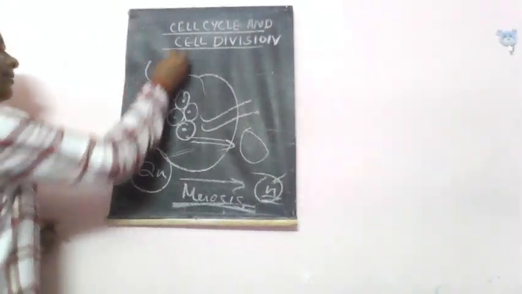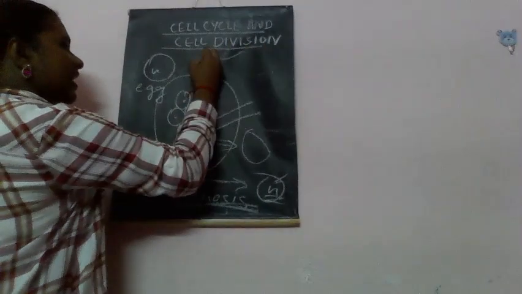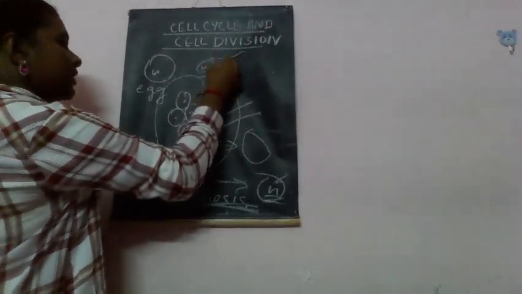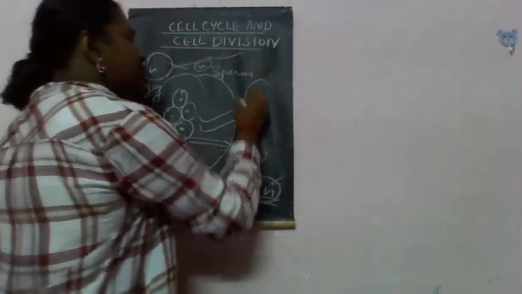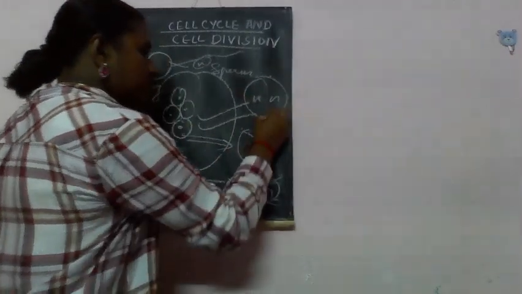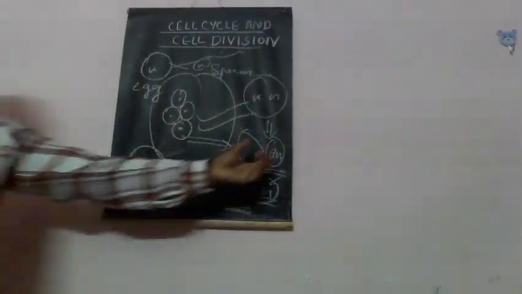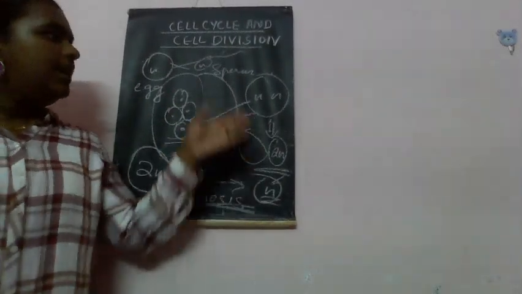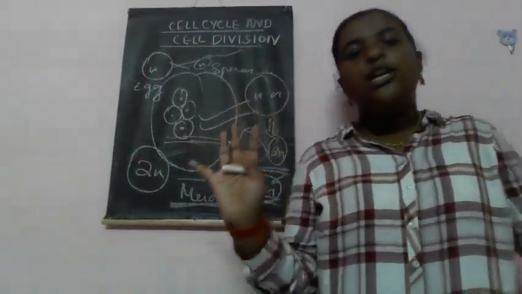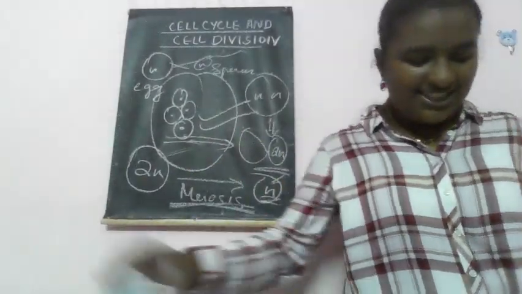Imagine this n came from the egg, which is the female, and this n came from the sperm, which is the male. Then these two fuse together to form 2n. This multiplies to form structures, so the basic diploid structure, which is 2n of ours. Everything in our body will remain like this. Okay, that is what it is. You're getting it, right?